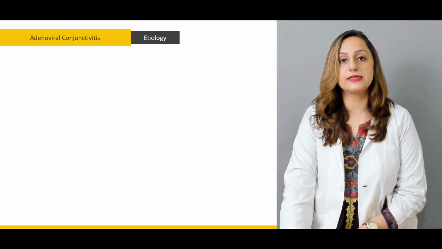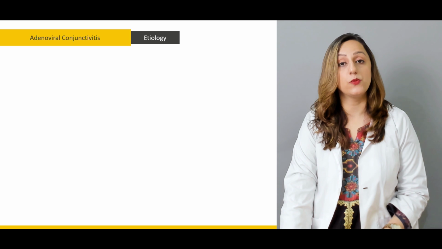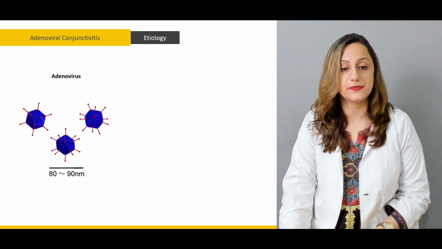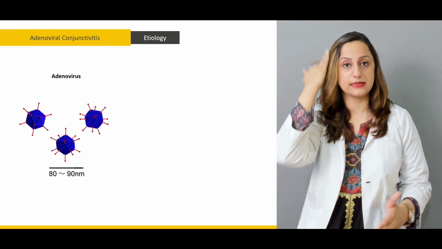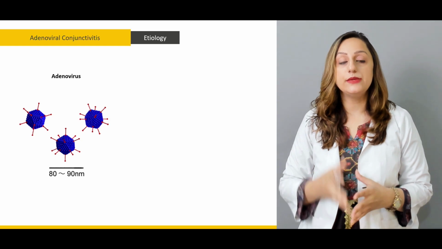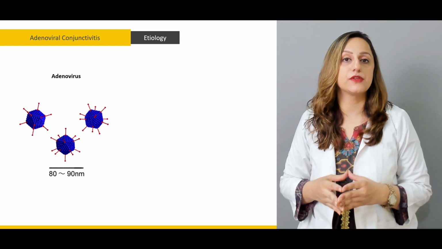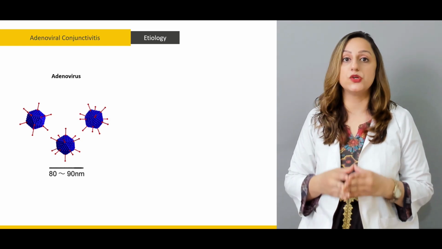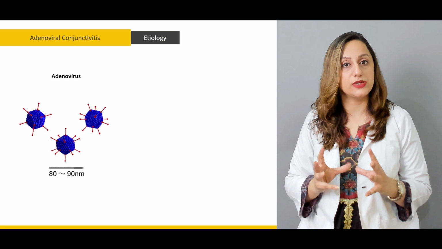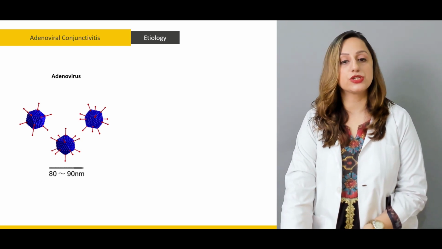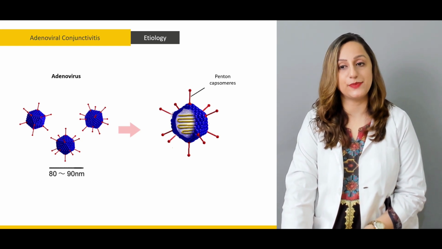So this is a particular differentiating feature between bacterial conjunctivitis and viral conjunctivitis. Then, considering the etiology, what are the causative organisms? The most common virus responsible for viral conjunctivitis is the adenovirus. It is the strain that is almost 80 to 90 nanometers in size, and it is the most common strain responsible for adenoviral conjunctivitis in patients.